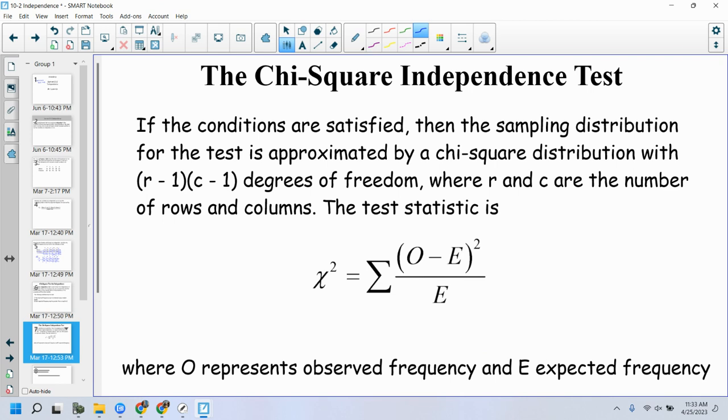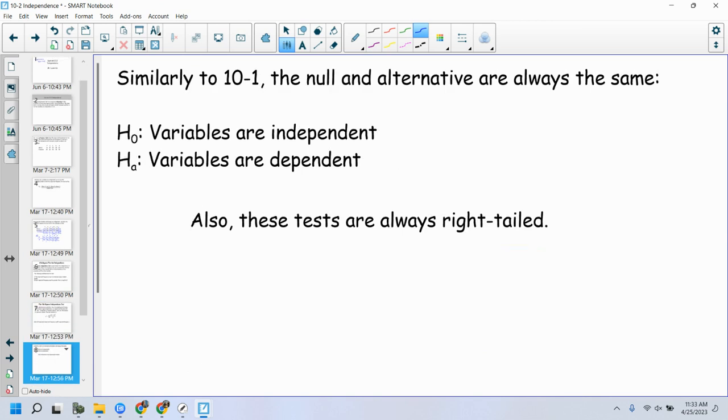And again, O represents the observed frequency and E represents the expected frequency. All right, so now let's run a hypothesis test. Just like in section 10.1, just like the goodness of fit test, the hypotheses are going to remain exactly the same no matter what problem we have. The goodness of fit test said the distribution is as shown for our null, and the alternative is the distribution is not as shown. For the independence test, the variables are independent is my null. The variables are dependent for my alternative.